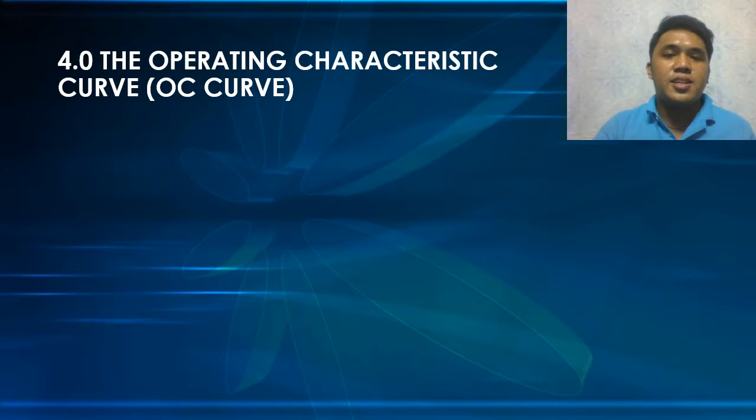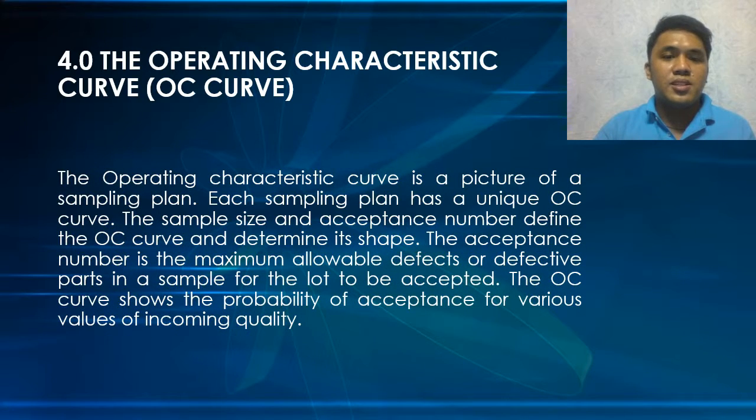Next is the operating characteristic curve or the OC curve. The operating characteristic curve is a picture of a sampling plan. Each sampling plan has a unique OC curve. The sample size and acceptance number define the OC curve and determine its shape. The acceptance number is the maximum allowable defects or defective parts in a sample for the lot to be accepted. The OC curve shows the probability of acceptance for various values of incoming quality.